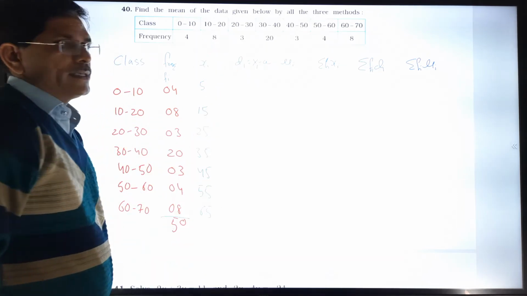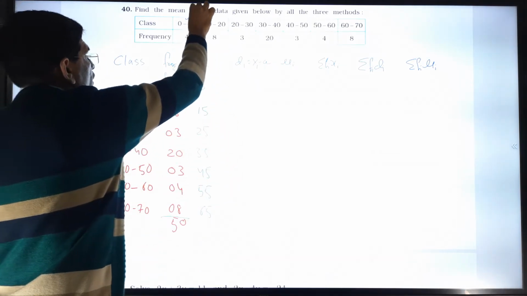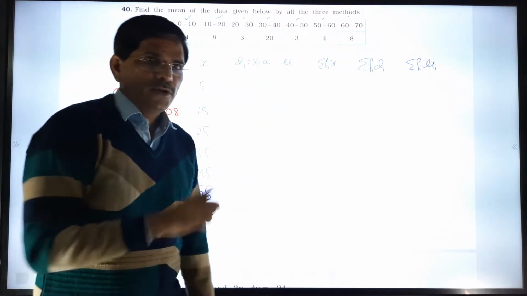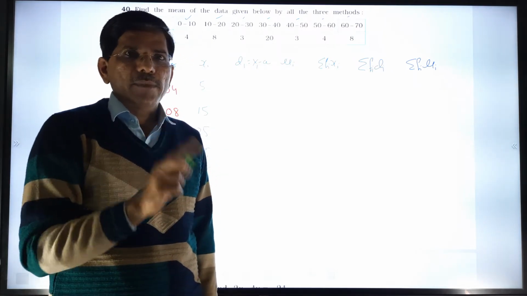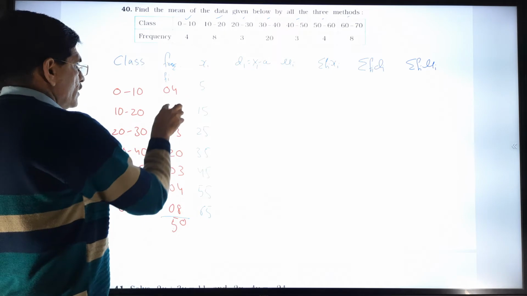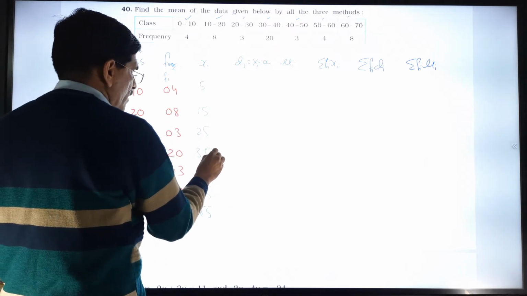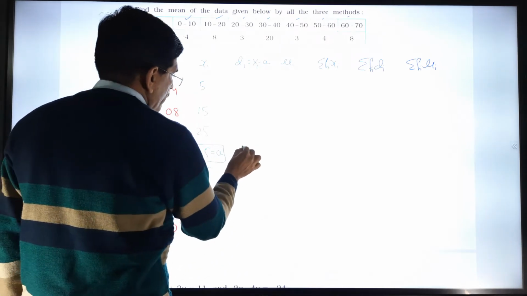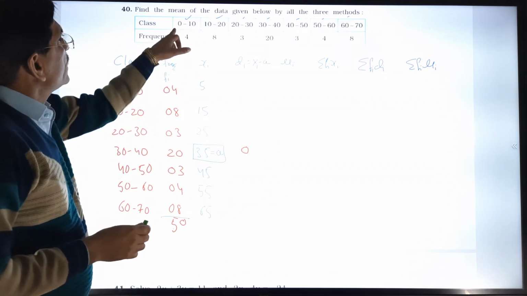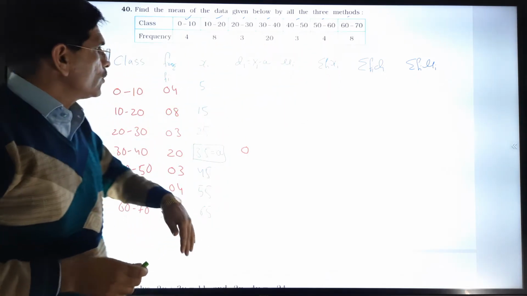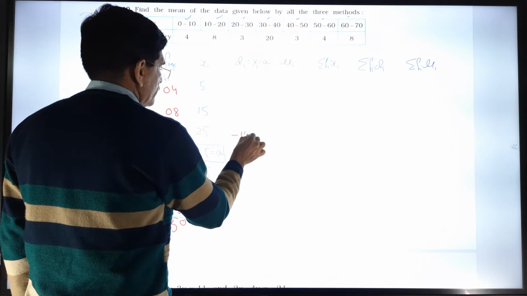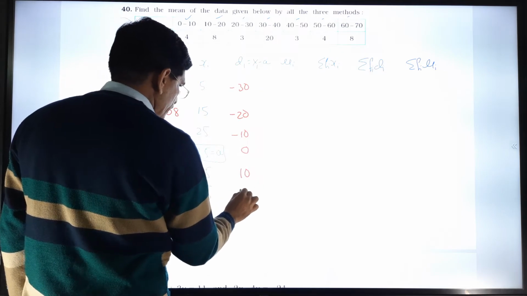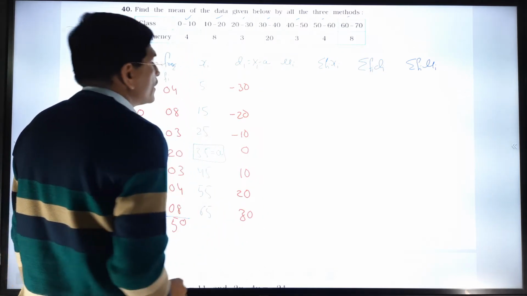Now di is equal to xi minus a. How many classes are there? 1, 2, 3, 4, 5, 6 and 7. So 7 is an odd number. So 7 plus 1, that is 8 divided by 2. Fourth class, that is 1, 2, 3 and fourth class, I have to take the value a and make a circle here, and always put 0. Now what is the class length? 10, 10, 10. So I have to increase by 10. So minus 10, minus 20, minus 30. Here I can do 10, 20 and 30.